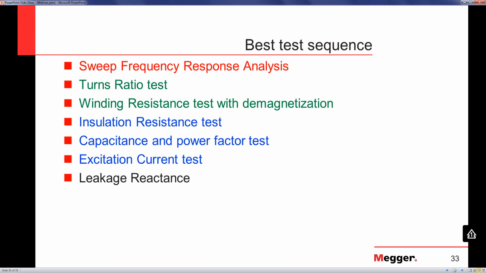Since most power factor test sets have an excitation feature that can be used for the excitation current test, that test naturally comes after the power factor test. And the leakage reactance test, if you're using a separate instrument, doesn't matter, or if your power factor test set has that feature on it, well and good. But leakage reactance can be done after the excitation current test.